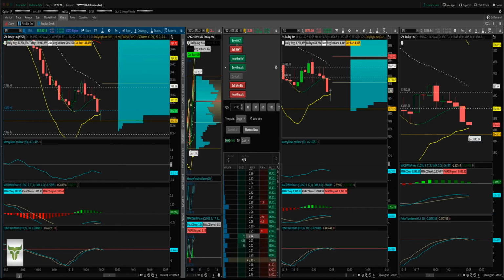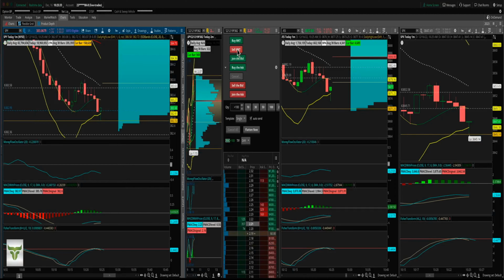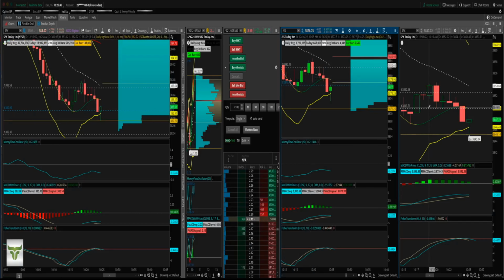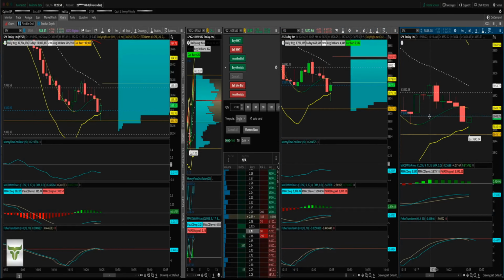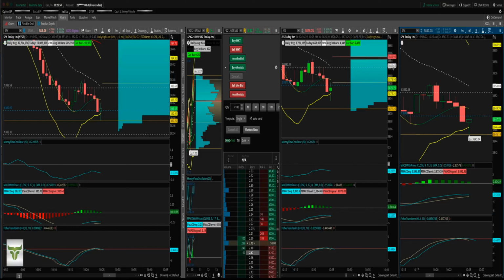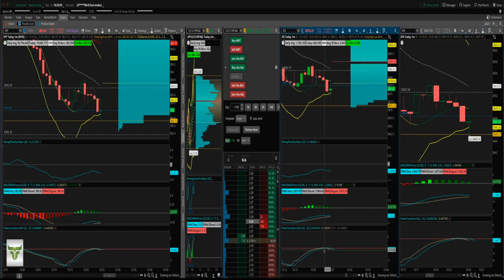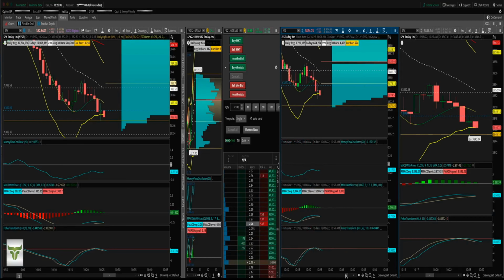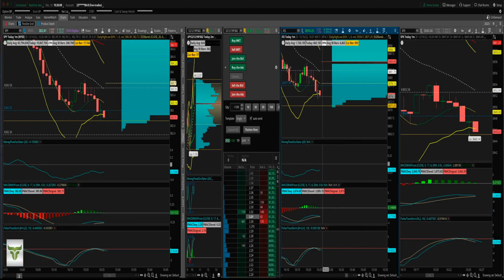I may actually get out of this trade there. I'm going to give it this candle here because it's getting wonky with this candle. I hate these candles right here.